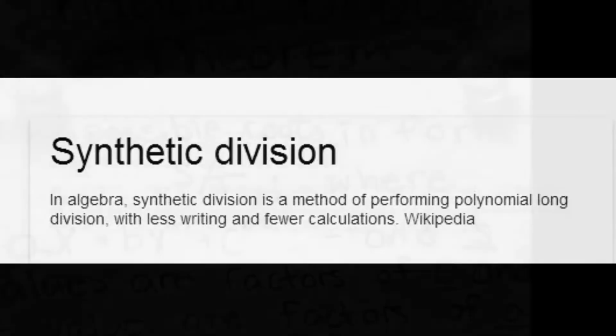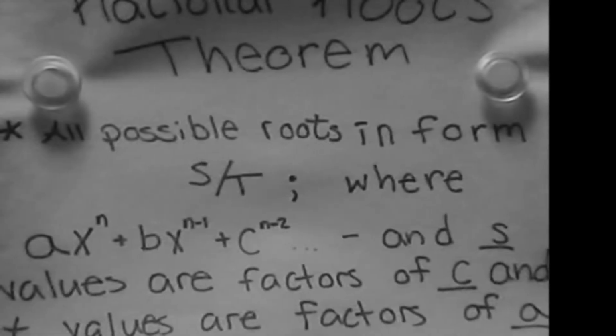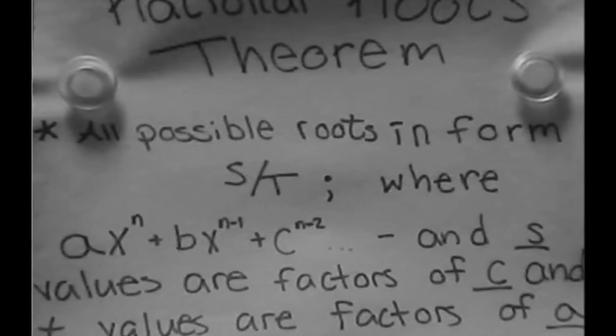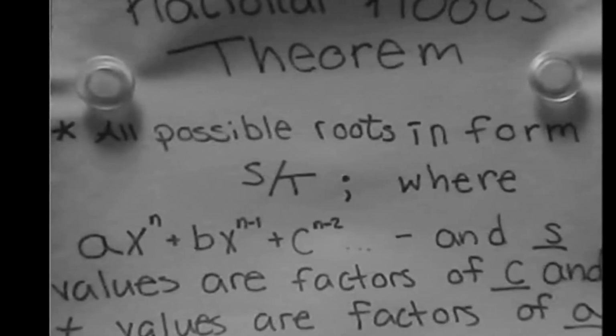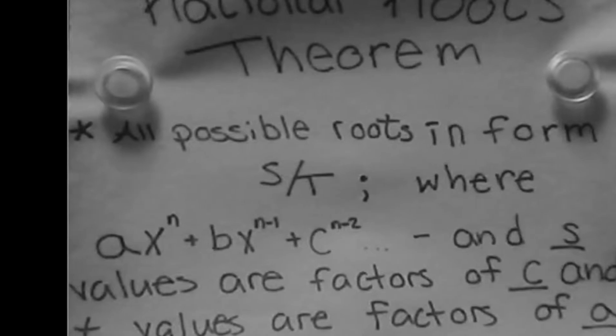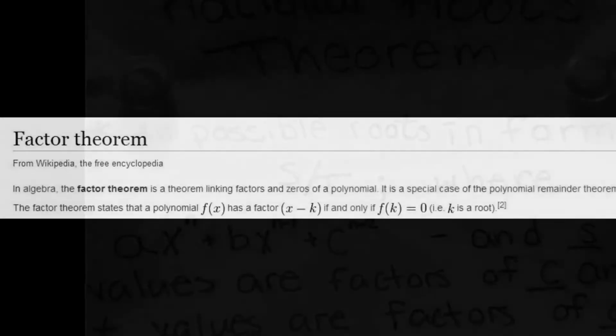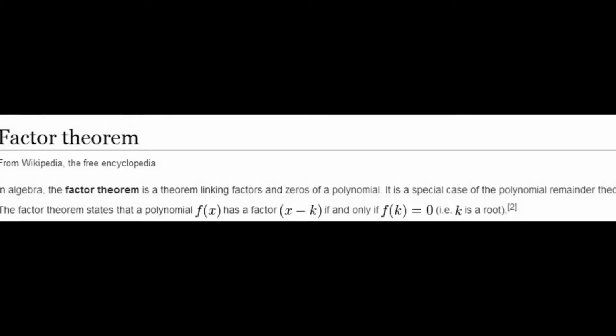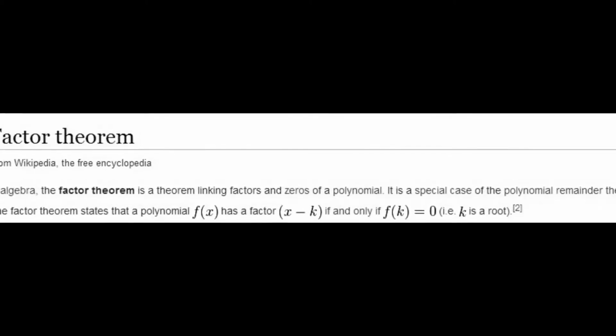The next thing we need to know is previous knowledge. Knowledge of the rational roots theorem, which will help us find our roots, s over t, where s and t are coefficients in the polynomial. The next thing we need to know is the factor theorem, which will help us take those roots and write them as factors of the polynomial.